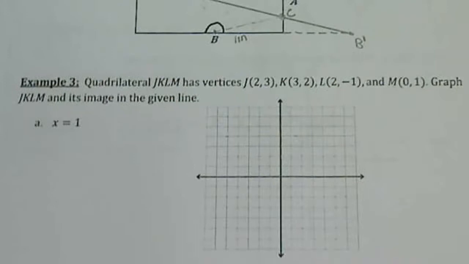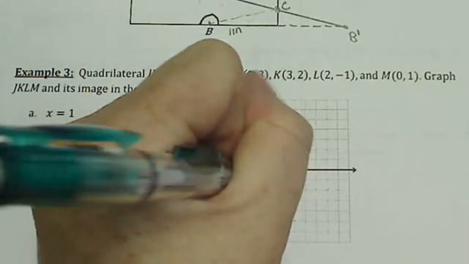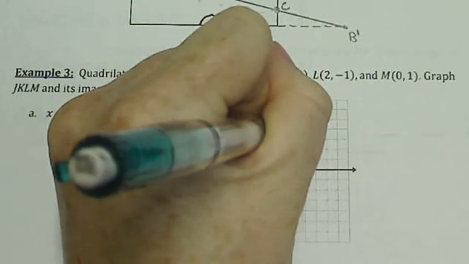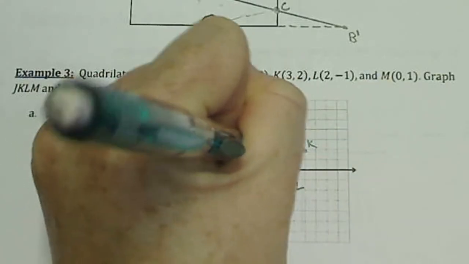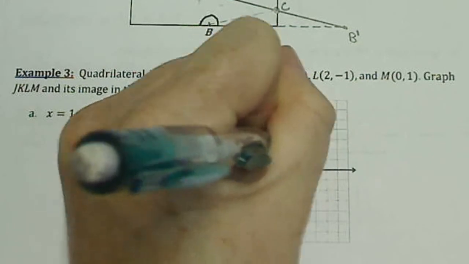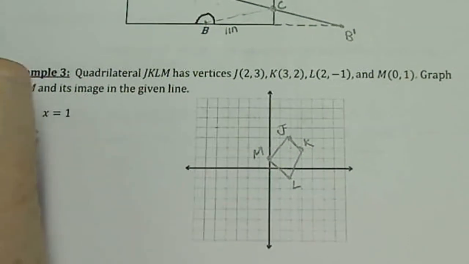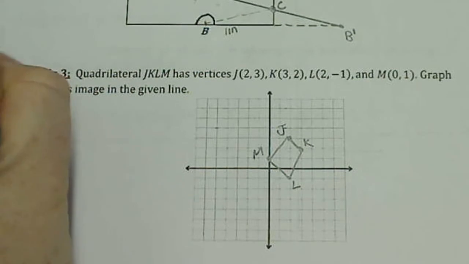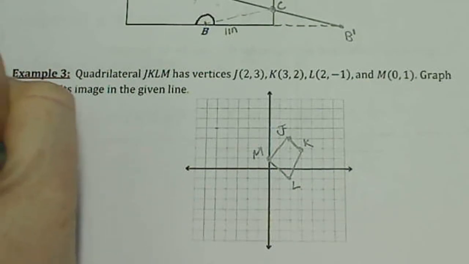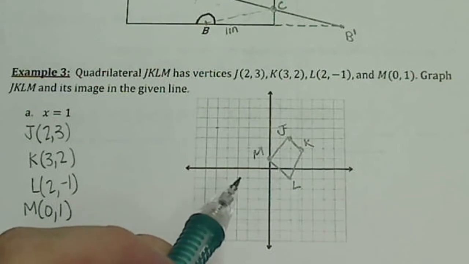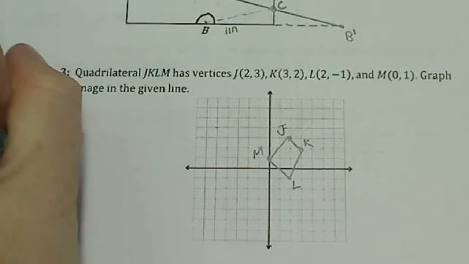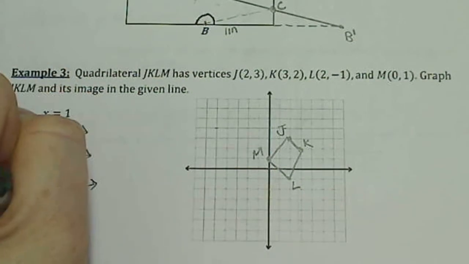Okay, example 3. I'll give you some time to plot those points. Make sure you label them. And this is where you're going to want to use different colors, your colored pen and your highlighter. Off to the side over here, I'm going to write down what my points are, and I would like you to do the same, because even though you're going to have a graph, it's always easier for me to just check where your points are. And we're going to reflect this image.